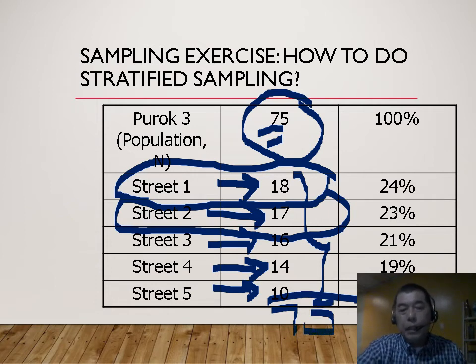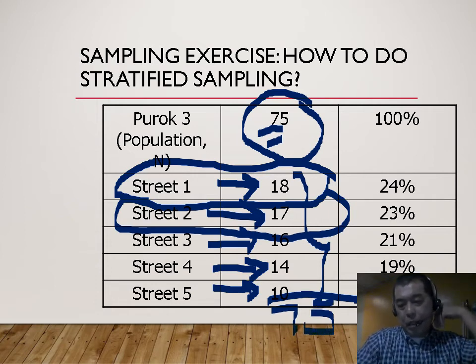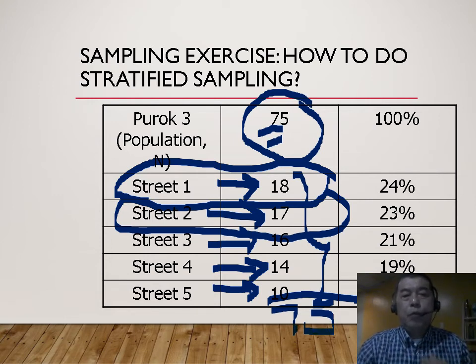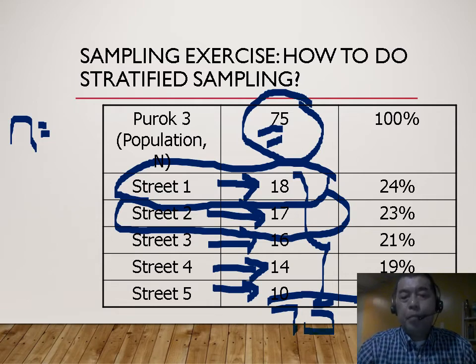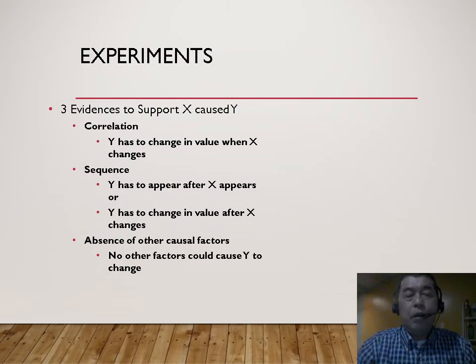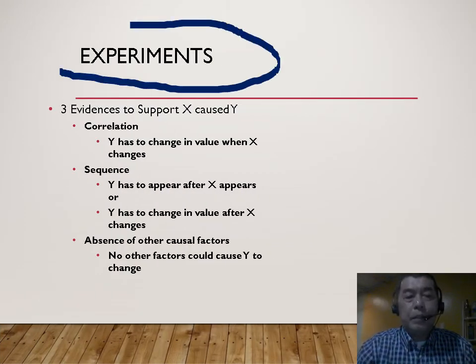That is the population for the total population, and of course you already identified the small letter n. Okay? All right, now let's go to experiments.